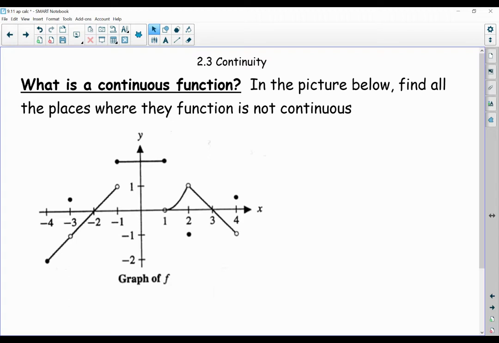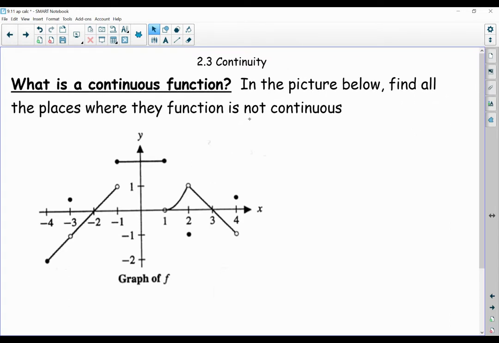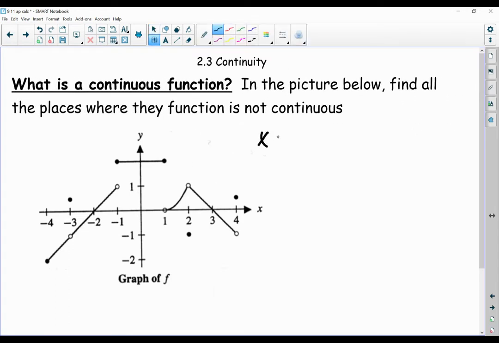Now you should be unpausing me, and I'm just going to make a list of those places. So the function is not continuous at x equals -3, -1, 1, 2, and 4.